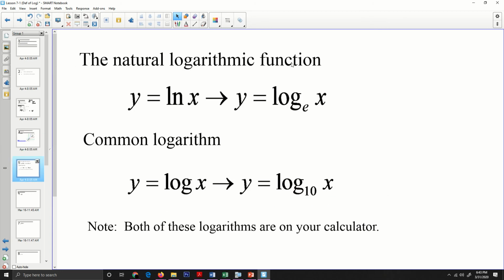All right, the natural logarithmic function. There are two what I'm going to call known logarithms. So these are our known logarithms.